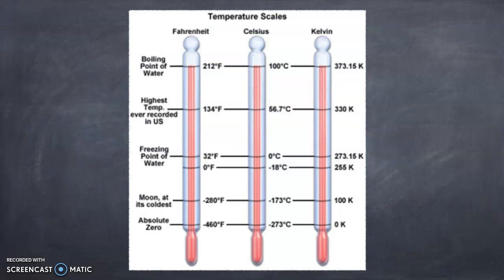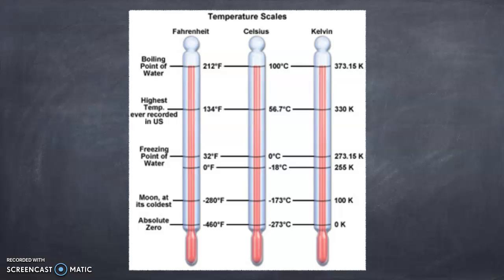Here we can see how the three temperature scales compare. When using Fahrenheit, 0 to 100 is practical in terms of the average human comfort levels. 100 degrees Fahrenheit is very hot, and anything above that is dangerous. And anything below 0 degrees is also dangerous and very cold.